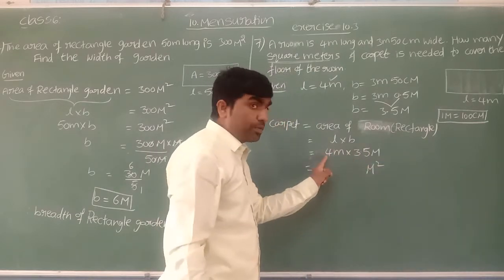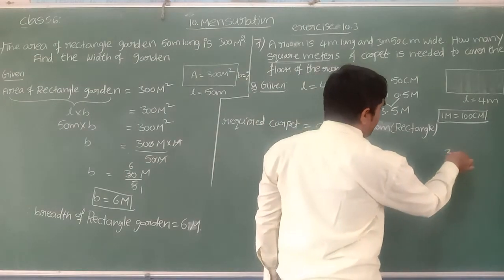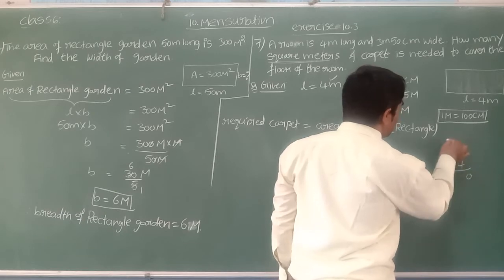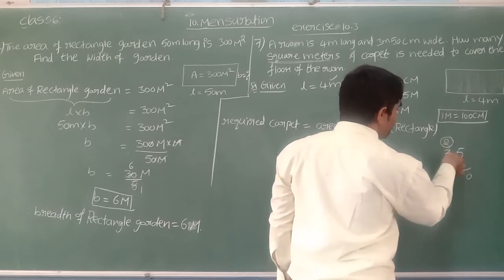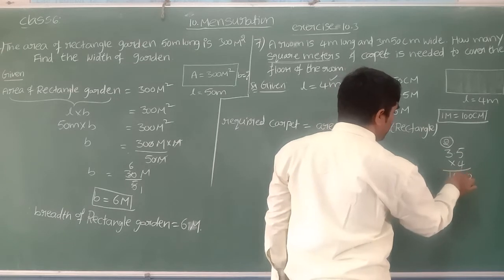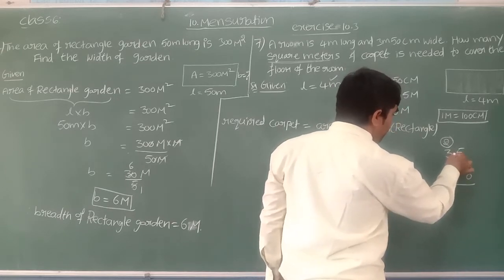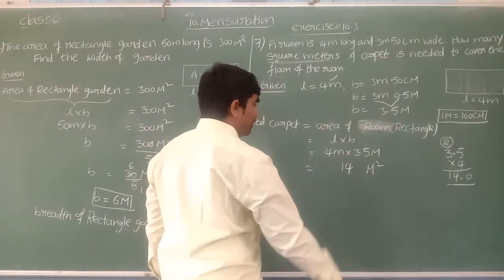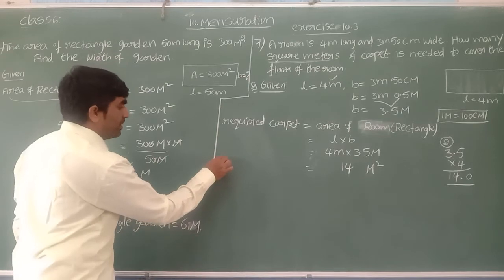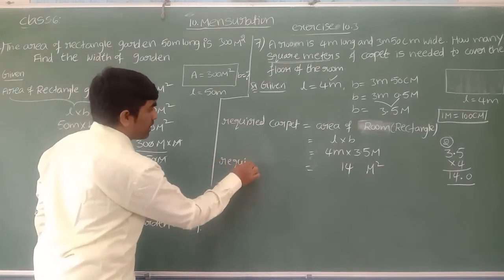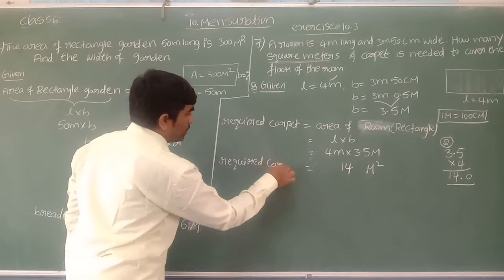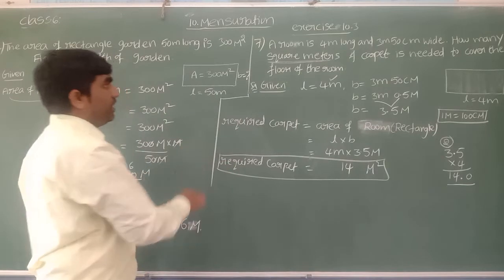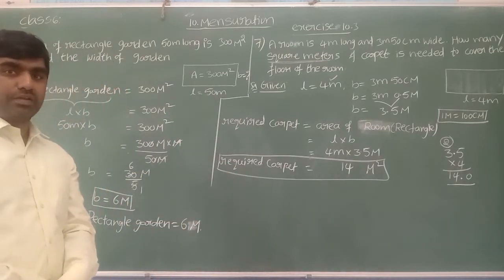Multiply both of these. You know how to multiply a decimal with a whole number, you learned in decimals. 3.5 into 4. 4 times 5 is 20, 0 and 2 to carry. 4 times 3 is 12. 12 plus 2, 14. 1 digit before we have the point, so in the result also, 1 digit before, you can write the point. How much did I get? 14. Yes, 14 square meters of carpet is required to cover the floor of the room. This is the way you can find the required carpet.